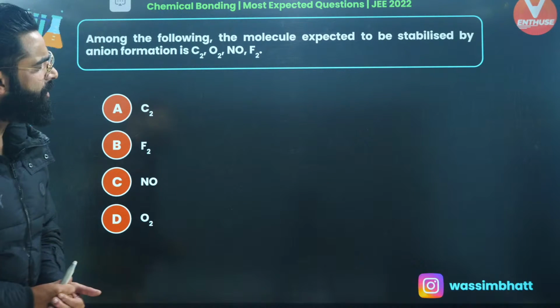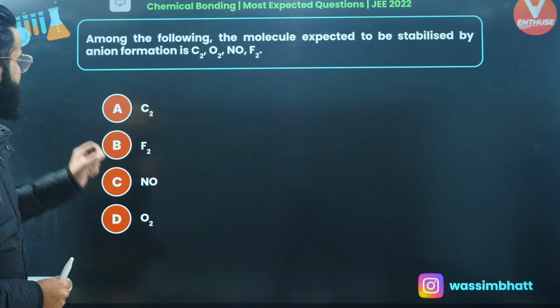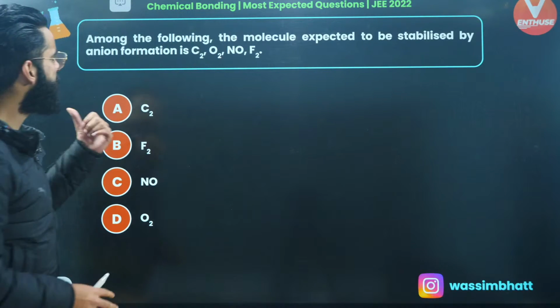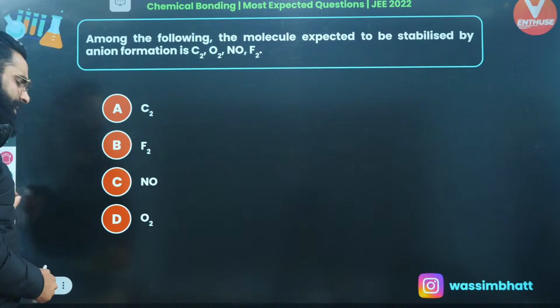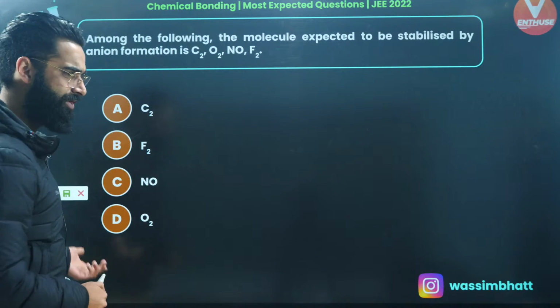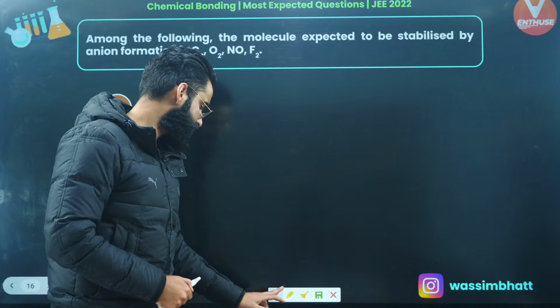Among the following, which molecule is expected to be stabilized by anion formation? Which of the following molecules will be stabilized by anion formation, right? How do we tackle this sort of question? It's simple. Have a look.